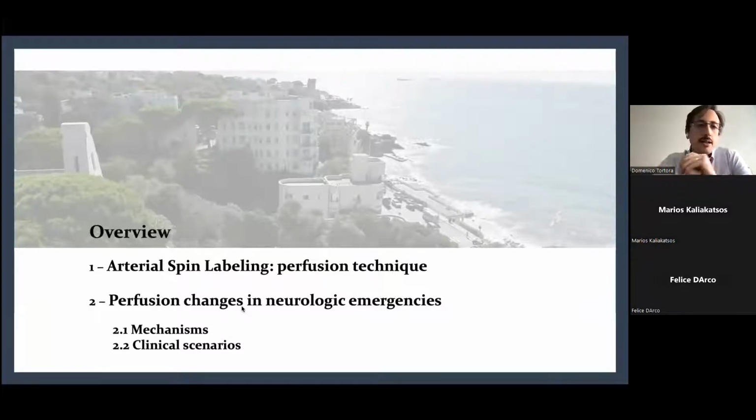During the first part, I will show you some tricks related to the perfusion techniques, in particular focusing on the technical parameters that should be correctly evaluated and set on an MR scanner for optimizing the imaging in pediatric studies. And then I will show you some cases in neurologic emergencies.